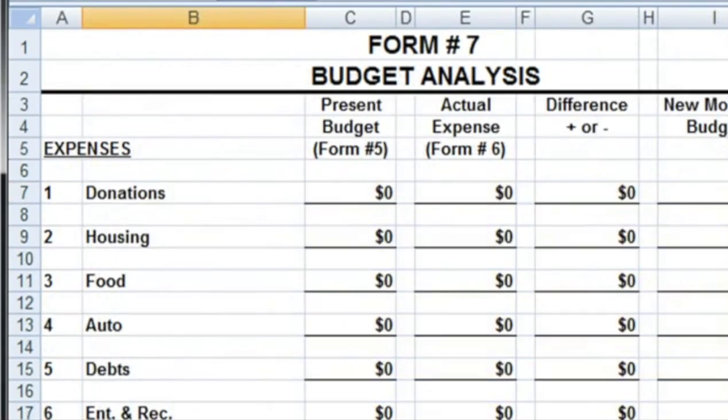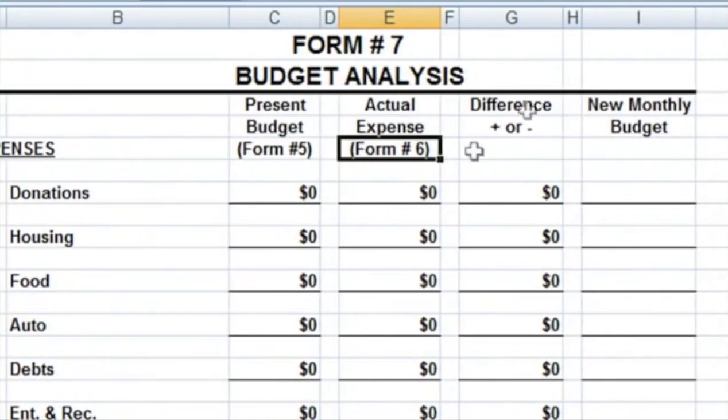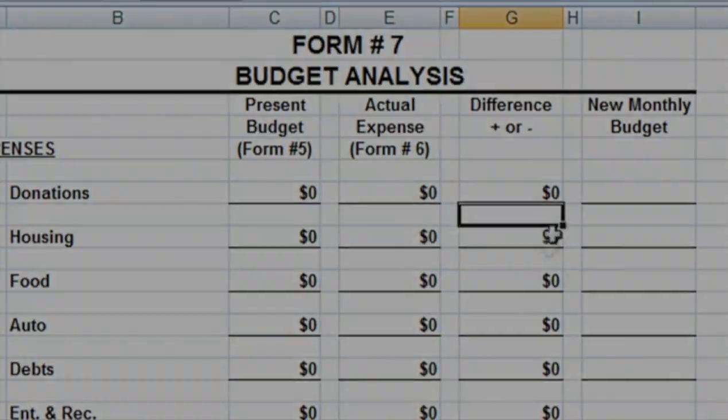Form number 7 is one where you don't actually have to put anything on. It's automatically calculated. The figures from your present budget from form number 5 end up in the first column, and the figures in terms of your actual expenses for a month from form number 6 end up in the second column, and then it actually compares your actual expenses to your budgeted amounts, and it shows where you're over budget or under budget.